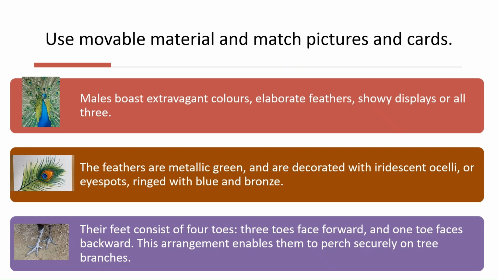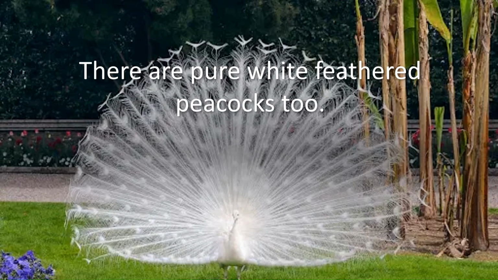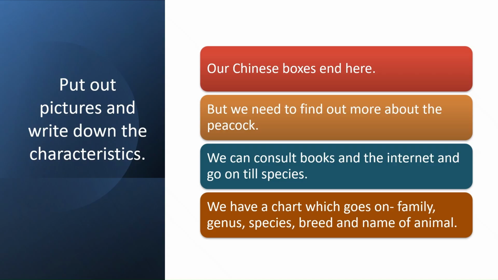Use movable material and match pictures and cards. Males boast extravagant colors, elaborate feathers, showy displays, or all three. The feathers are metallic green and are decorated with iridescent ocelli or eye spots ringed with blue and bronze. Their feet consist of 4 toes, 3 toes face forward and 1 toe faces backwards. This arrangement enables them to perch securely on tree branches. There are pure white feathered peacocks too. Put out the pictures and write down the characteristics.